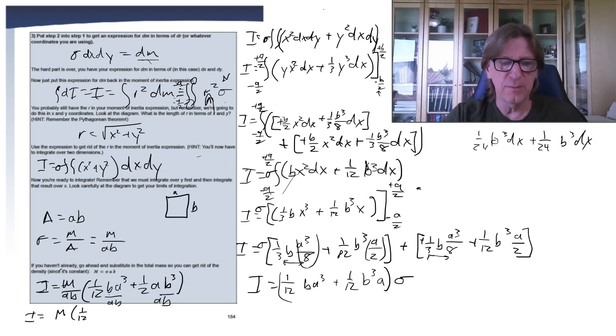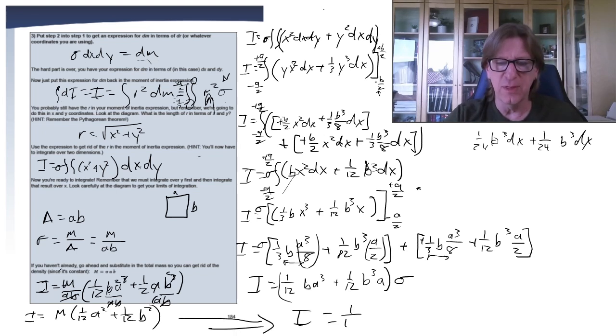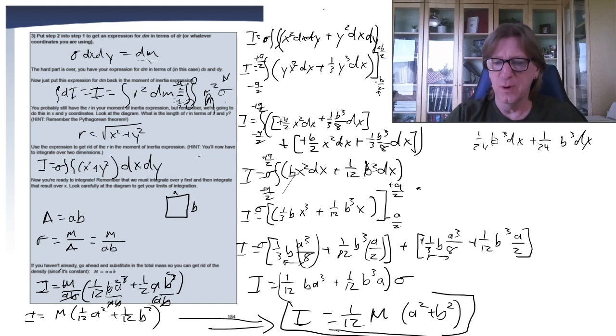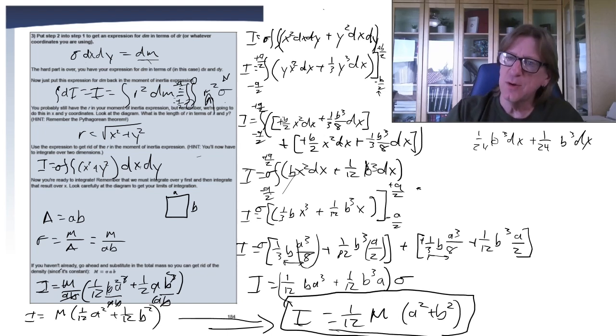So I'm going to multiply that through. And you see that my b's cancel and one of my a's cancel, so I'm left with a squared. Here my a's cancel and one of my b's cancel, so I'm left with b squared. So I have 1/12 a squared plus 1/12 b squared, and we'll do one final bit of simplification. We'll write it over here, and I then must equal 1/12 m times a squared plus b squared. And that is the moment of inertia for a thin rectangular plate rotating about its center.